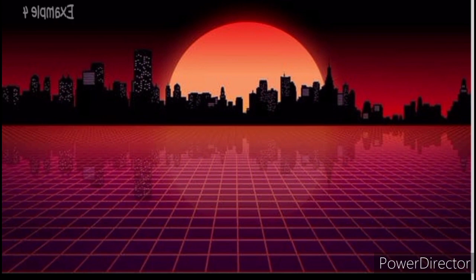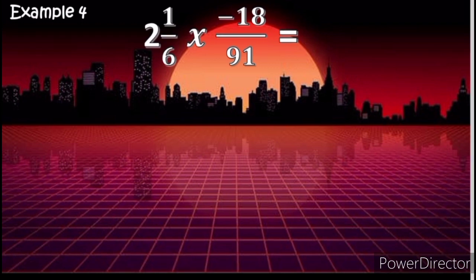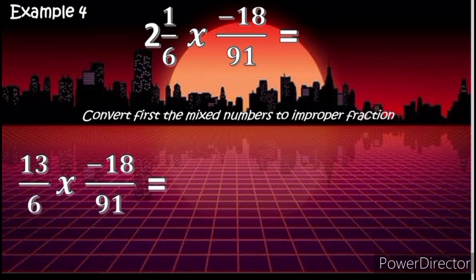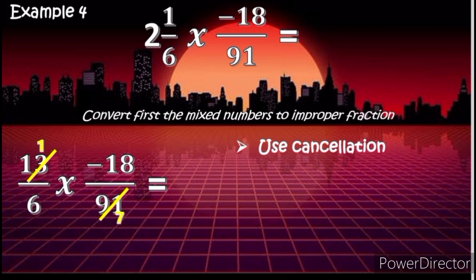Example number 4. 2 and 1/6 times negative 18 over 91. Convert first the mixed numbers into improper fractions. 2 and 1/6 will become 13 over 6. Now let's use cancellation. 13 and 91 are both divisible by 13. 13 will become 1 and 91 will become 7.